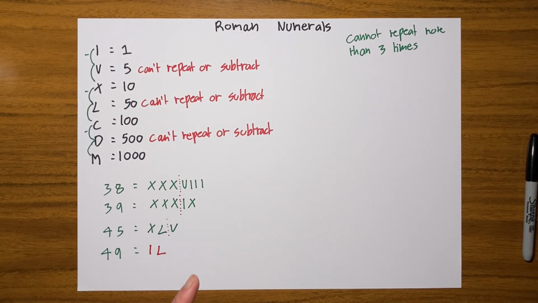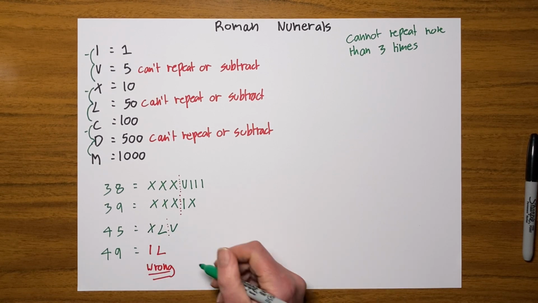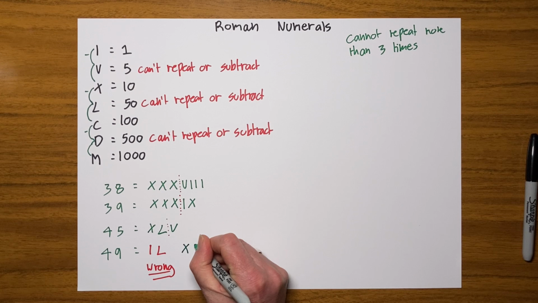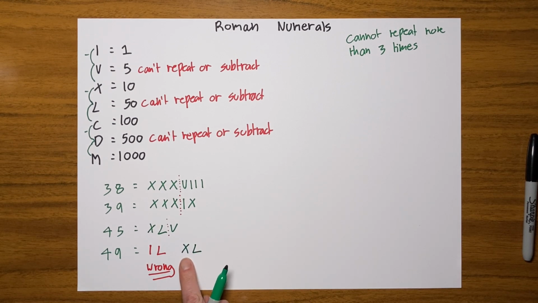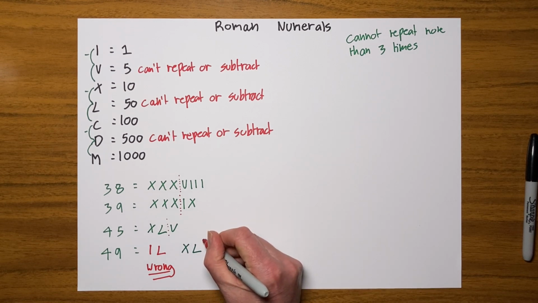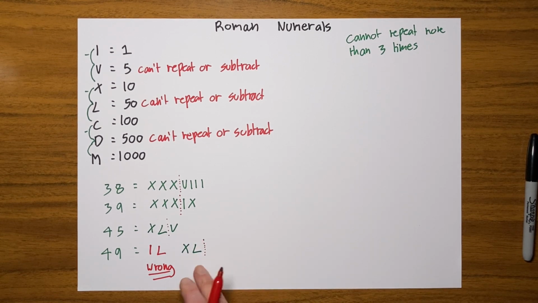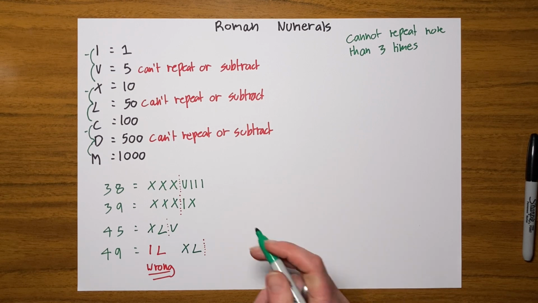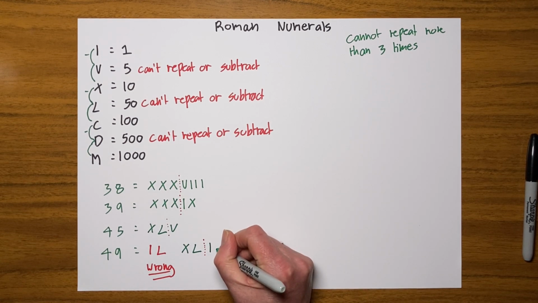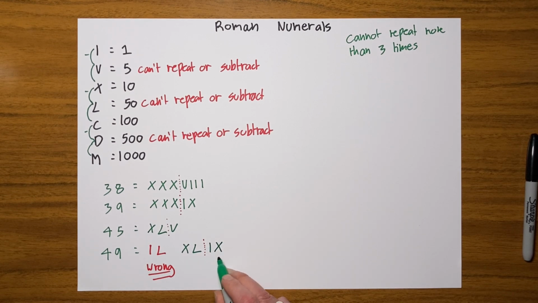So going back to this one, let's write a wrong here. I'm going to have to do my 40, which we know is XL, because that's 10 less than 50. And if you like, I've now got my place value column worked out here. That's the 40. And then I'm going to do IX for 1 less than 10, which is 9. So that's how I would do 49.